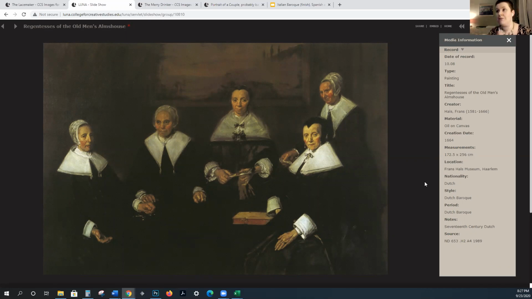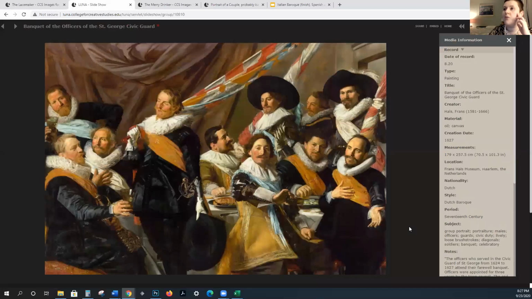This was something that was beneficial, that was done for older people who were becoming indigent or didn't have enough money. And you can see how severe these collars are. These are not lace collars. These are fabric collars, okay? And the darkness of their dress, how somber it is. So these are all very characteristic of the Protestant Dutch religion.